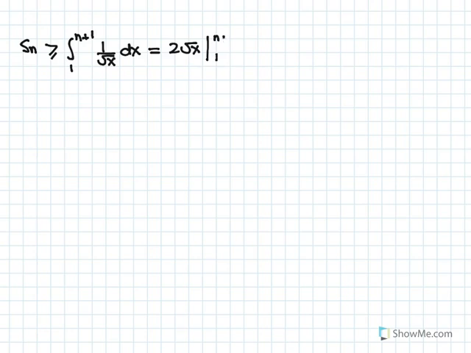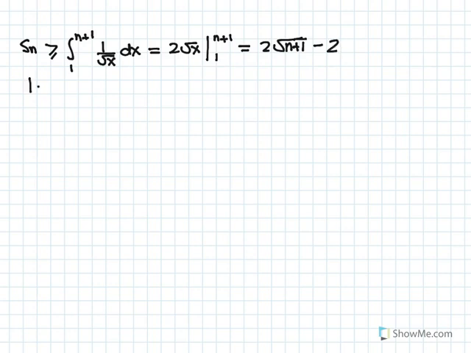All right, so we have Sn is larger or equal to the integral from 1 to n plus 1, 1 over root x dx, which is equal to 2 root x, evaluated from 1 to n plus 1. Apply the fundamental theorem of calculus, and we get 2 root n plus 1, putting the upper limit in, minus plugging in the lower limit, 2 root 1, that's just 2.